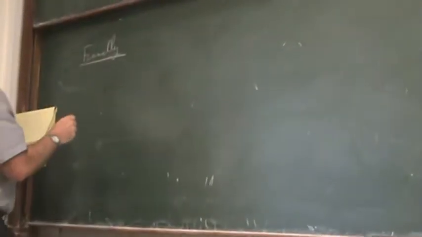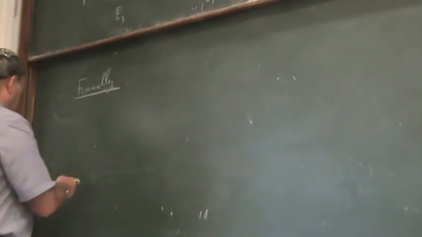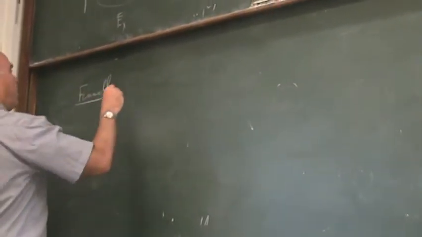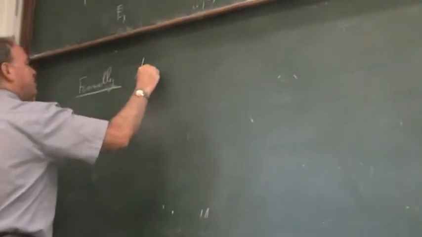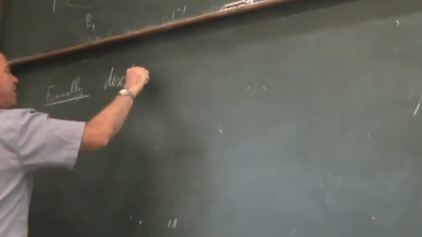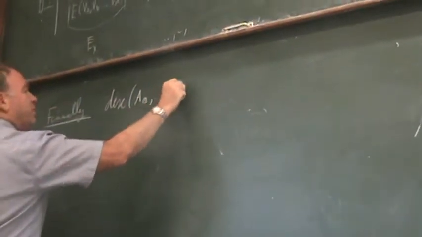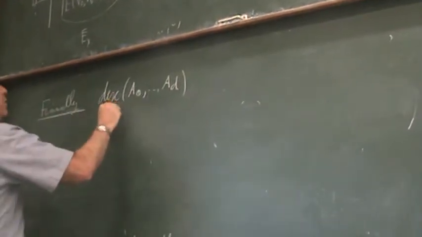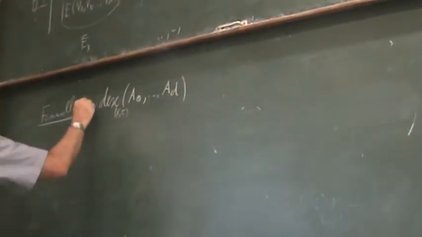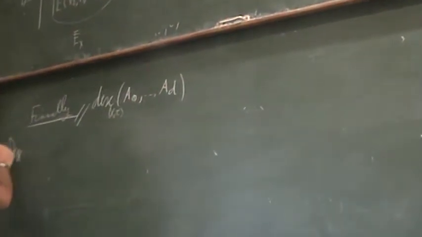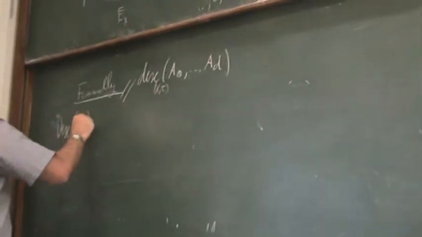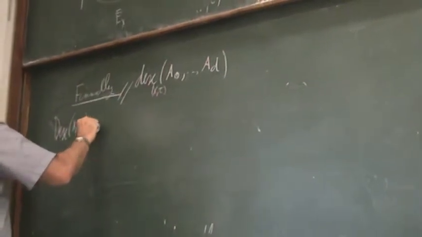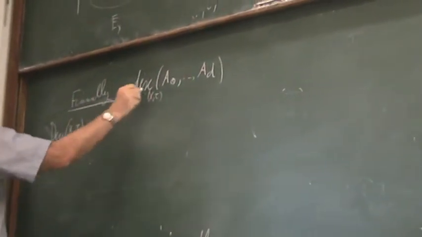So what do we have to bound? We have to bound the discrepancy of A0 up to AD, for all subsets A0 up to AD, this discrepancy of X star. Okay, well, we start with the discrepancy with capital D of X star. This is equal to the maximum over things like that.